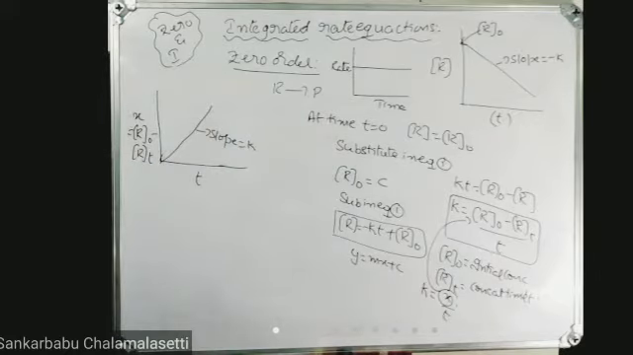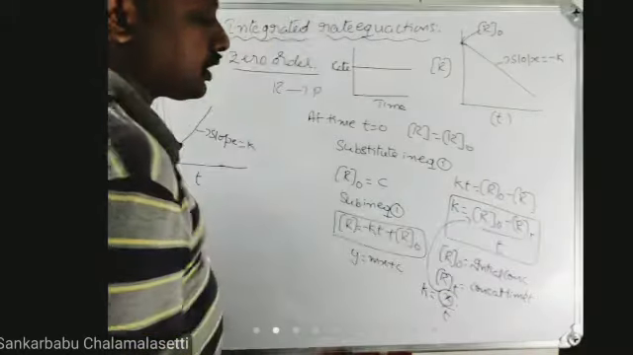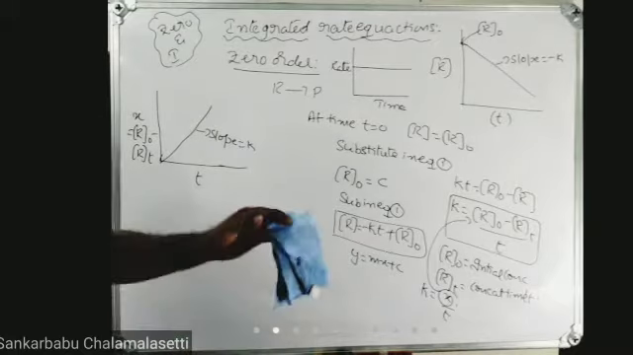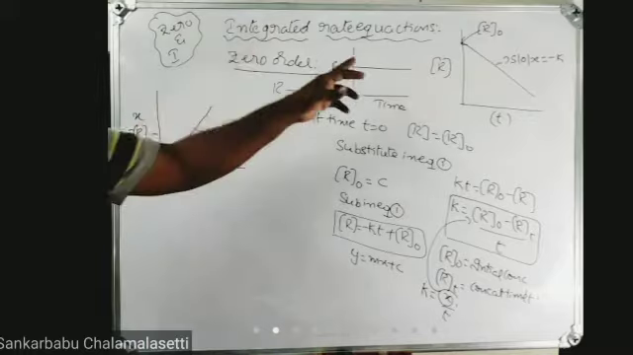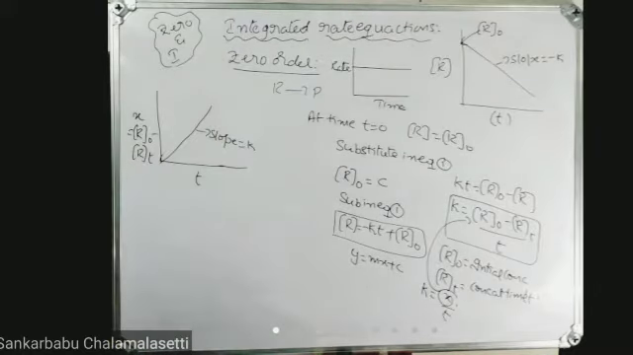This is another graph related to zero order. What is the integrated rate equation? K is equal to initial concentration minus concentration at a time T, divided by T. So K is equal to R0 minus RT by T. Okay, so this is a zero order reaction. This is another graph related to zero order reaction.